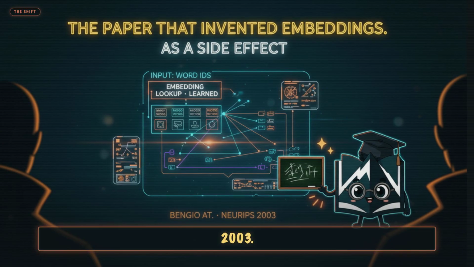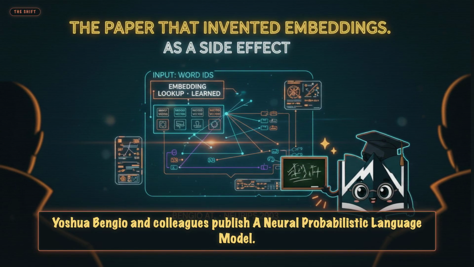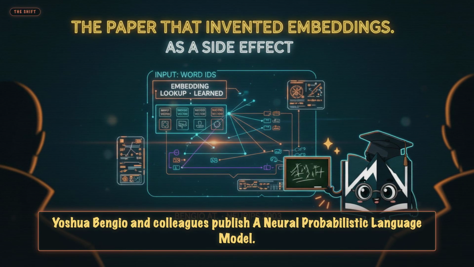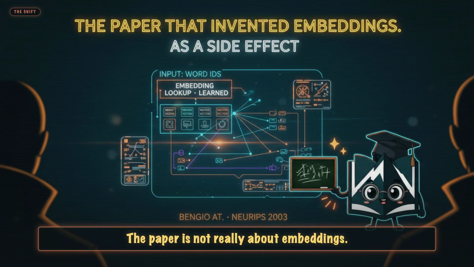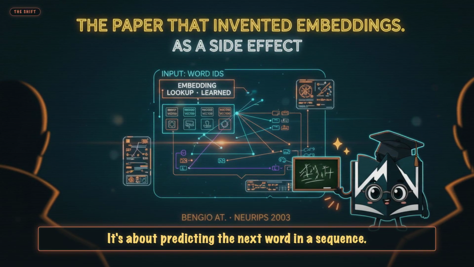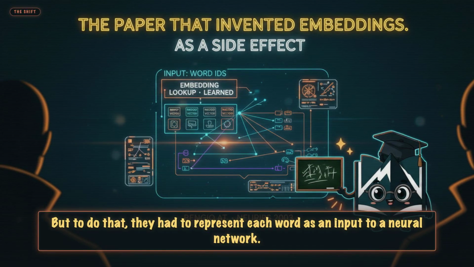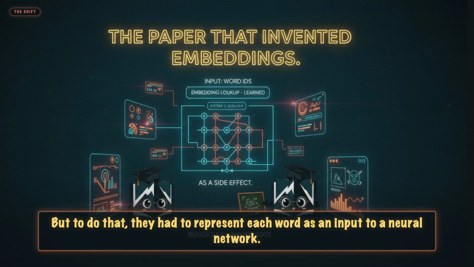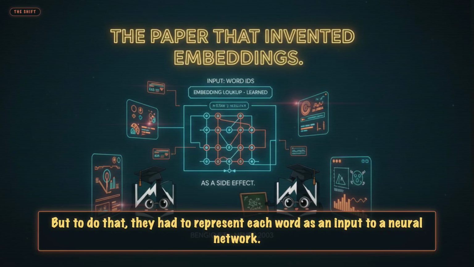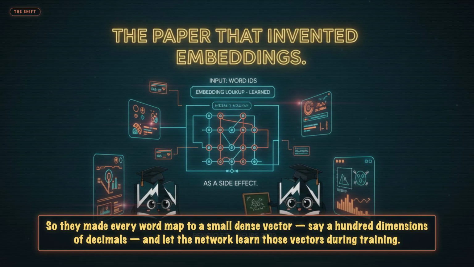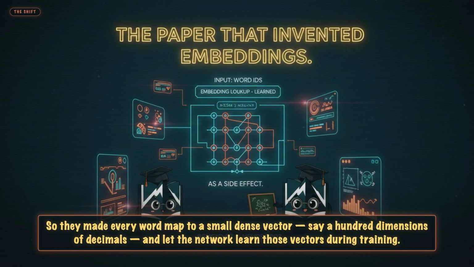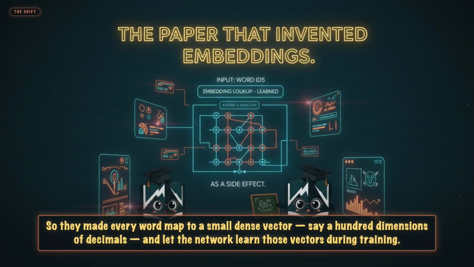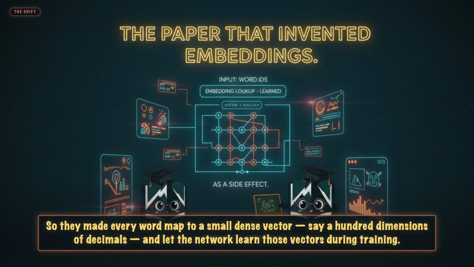Beat 2. 2003. Yoshua Bengio and colleagues publish a neural probabilistic language model. The paper is not really about embeddings. It's about predicting the next word in a sequence. But to do that, they had to represent each word as an input to a neural network. So they made every word map to a small dense vector, say 100 dimensions of decimals, and let the network learn those vectors during training.